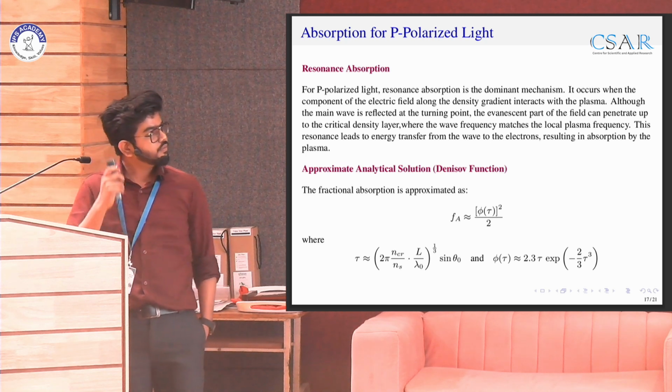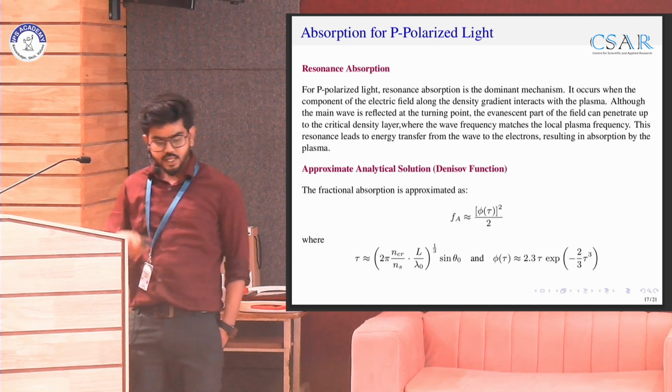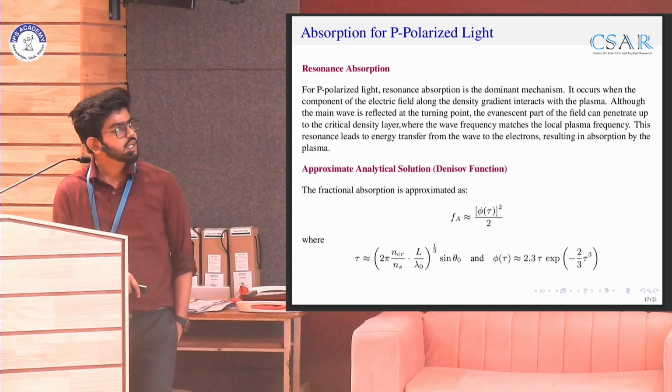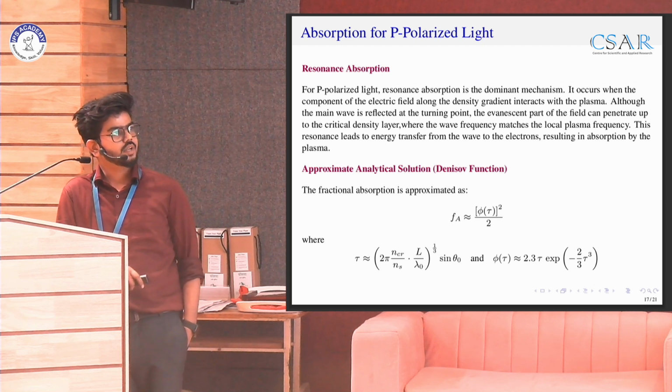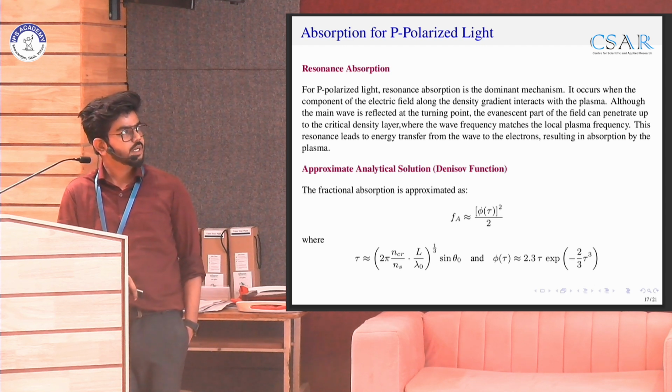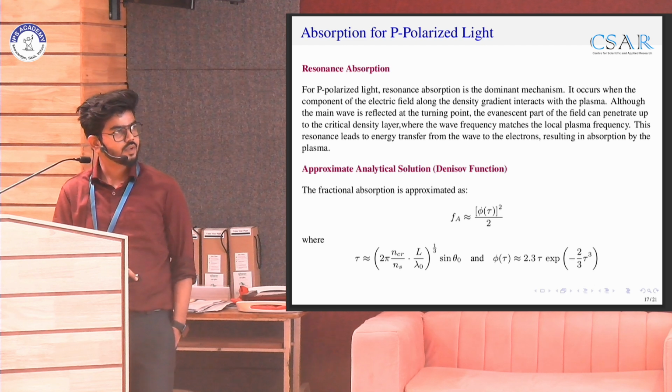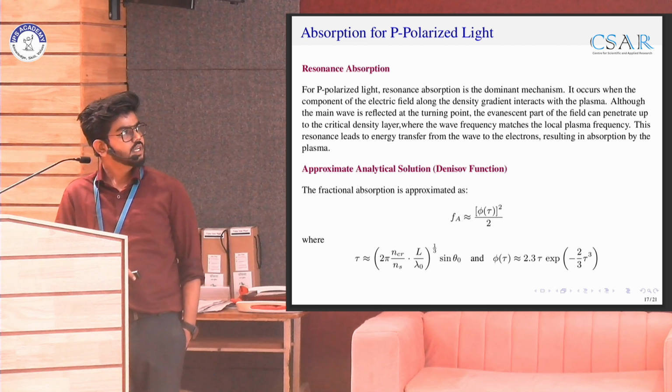Now, absorption for p-polarized light. In the case of p-polarized light, it occurs when the component of the electric field along the density gradient interacts with the plasma. Although the main wave is reflected at the turning point, the evanescent part of the field can penetrate up to the critical density layer where the wave frequency matches the local plasma frequency. This leads to energy transfer from the wave to the electrons, resulting in absorption by the plasma.